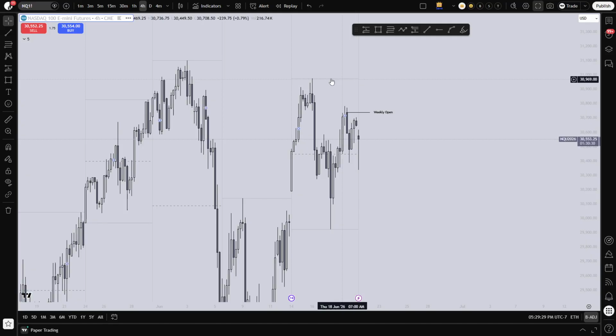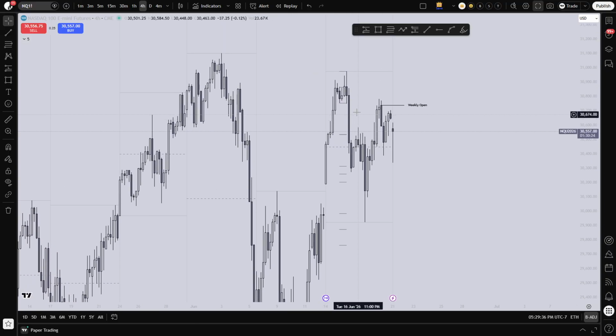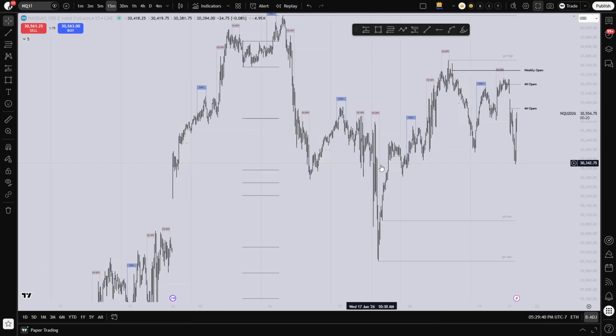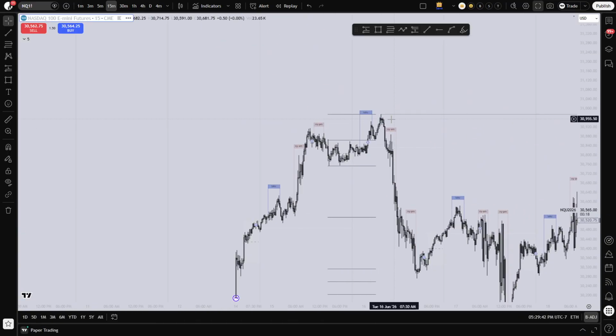Here, for example, this is a pretty big leg, and I don't want to try and use the 15 minute when it's just this genuinely big of a range. Obviously when you're trading in the moment, you'll probably use something like this, and that's okay too.